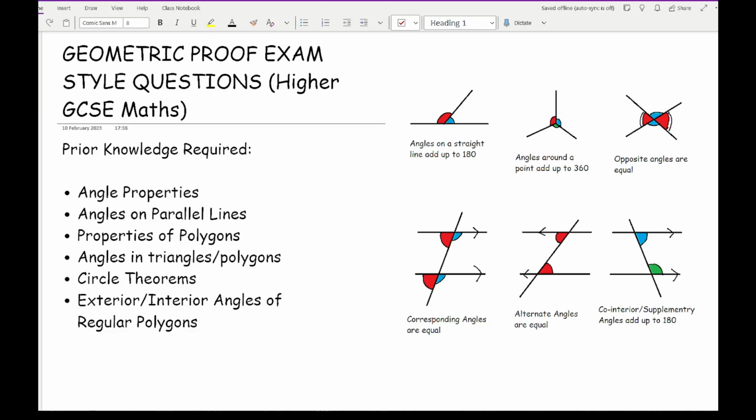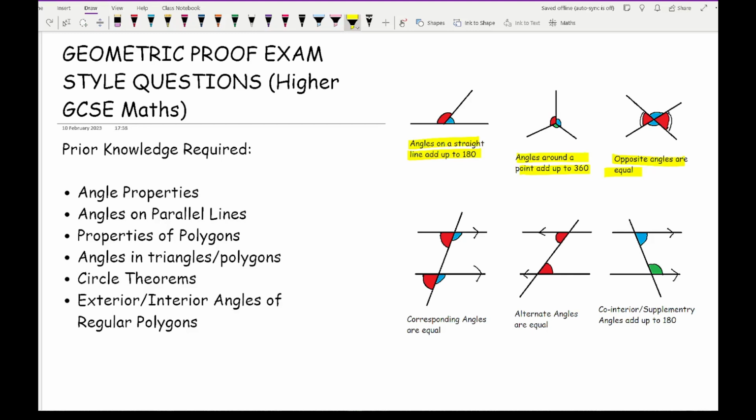So knowing that angles on a straight line add up to 180, angles around a point add up to 360, and opposite angles are the same, so they're going to be equal to each other. Now, the next step from those is recognizing angles on parallel lines.